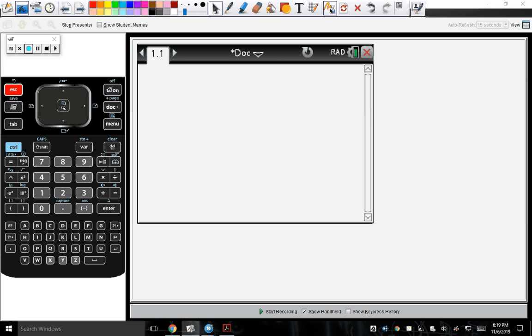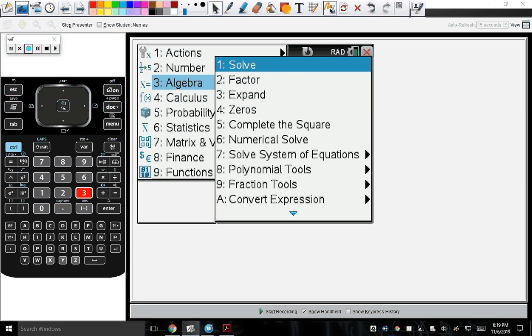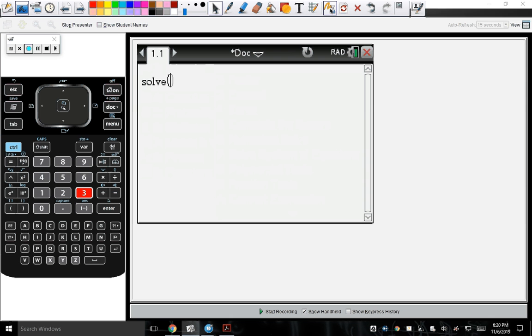We want the calculator to do the work for us and solve this equation out. So we're going to start with menu, 3 for algebra, and 1 for solve. We want the calculator to solve this for us. And we're going to put negative 8, okay, is less than, and this is how you find less than, press control equals, and it's the second one right here.